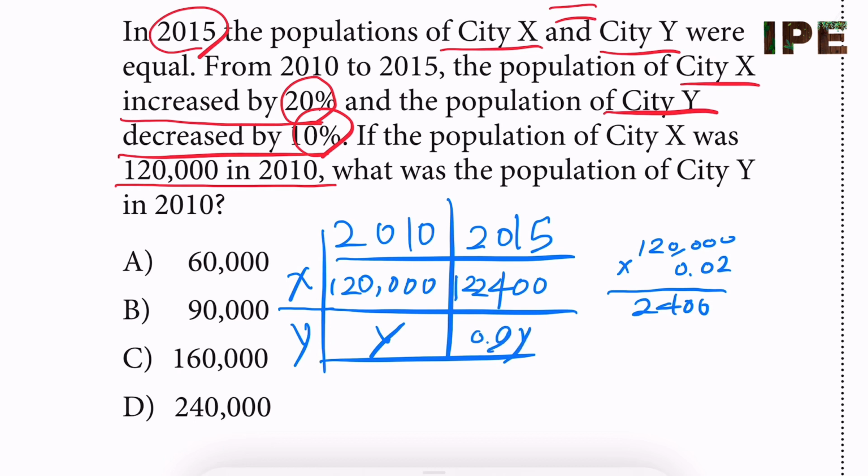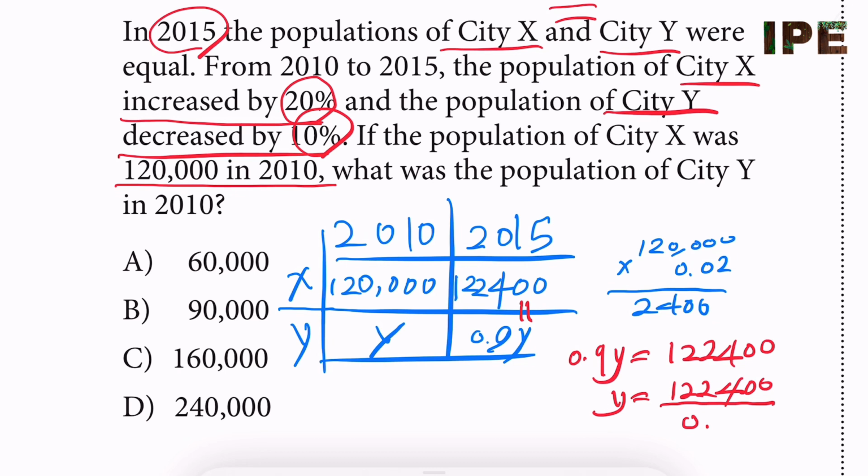And in 2015, those two cities have equal population. So 0.9Y is equal to 144,000. So Y is equal to 144,000 divided by 0.9. The only possible answer is, I think, C. Okay, you can use a calculator. I don't use a calculator, I just find the closest possible answer, but you can use a calculator to find the exact value.